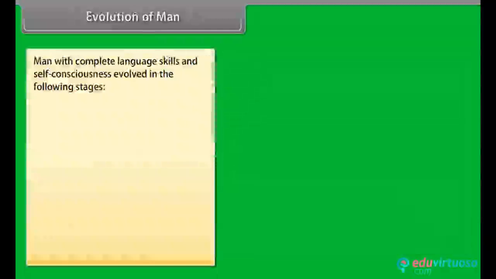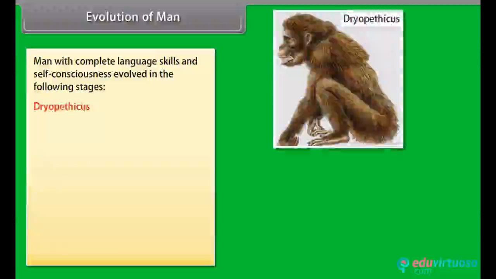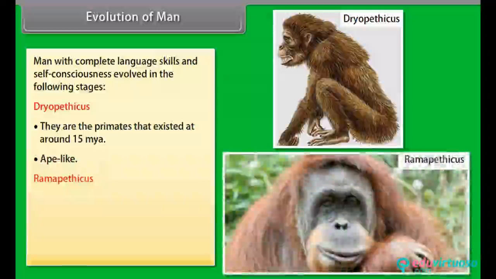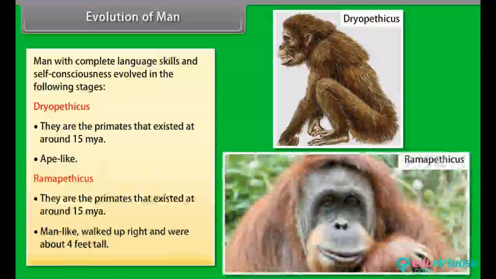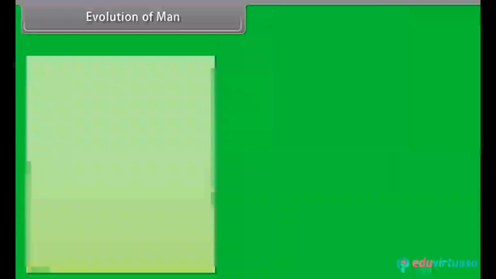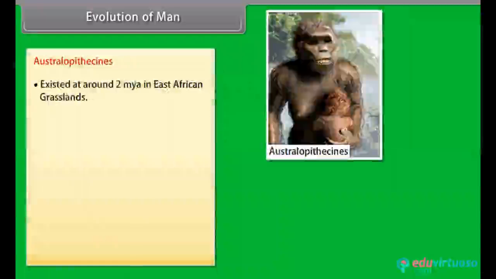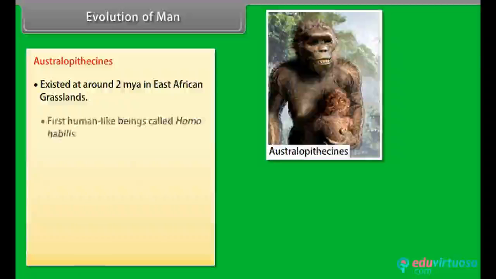Evolution of man. Man, with complete language skills and self-consciousness, evolved in the following stages. Dryopithecus are the primates that existed at around 15 million years ago. Ape-like. Ramapithecus are the primates that existed at around 15 million years ago. Man-like, walked upright and were about 4 feet tall. Australopithecines existed at around 2 million years ago in East Africa grasslands. First human-like beings called Homo habilis.